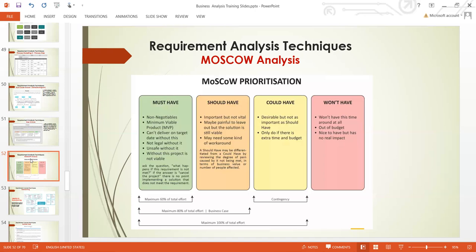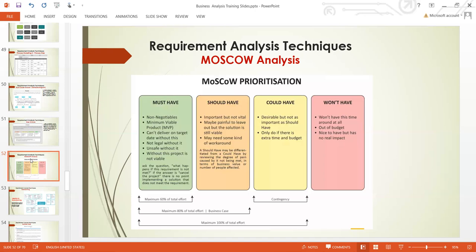Only do if there is extra time and budget. So these are some of the requirements that can be added if there is extra time. If you mean to deliver the project in 3 months, and the developers happen to be very fast and finish up the project in 2 months, they can decide to add some functionalities.